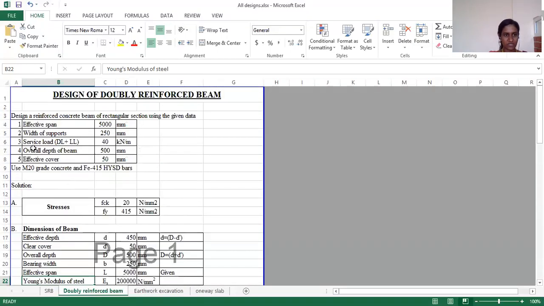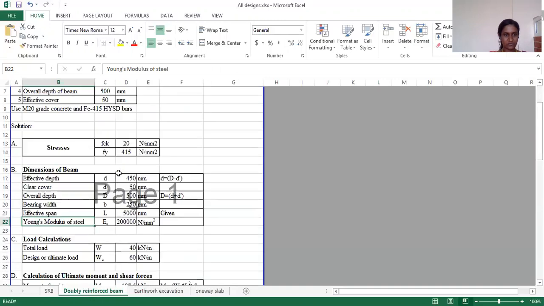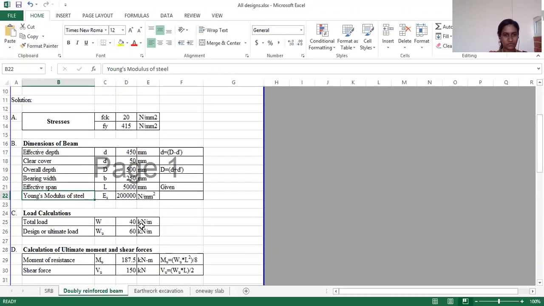See, the service load is already given here, so we shall name it W, which is equal to 40 kilonewton per meter. The ultimate load is nothing but 1.5 times the design load. So what you will do is 1.5 times D25. You actually should use the value of W. So it is 1.5 times D25. D25 is the total load. 1.5 times the total load will give the ultimate load. So Wu you will get 60 kilonewton per meter.